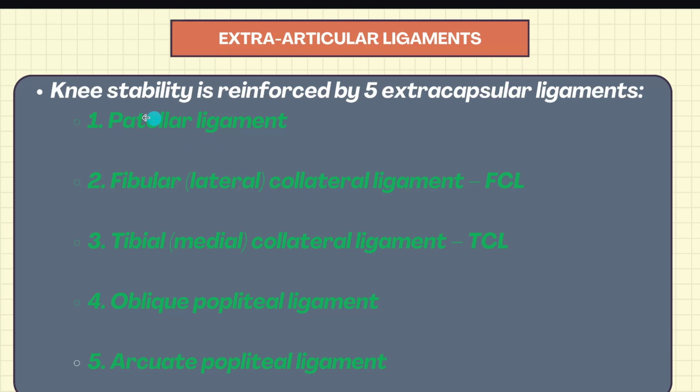about the patellar ligament. Okay, now we have 5 extra-articular ligaments, which help reinforce stability at the knee joint. So first of all, we have the patellar ligament, then we have the FCL, and then we have the TCL. Now, as you remember earlier, FCL is the lateral, because it was the more lateral bone, and the tibia is the more medial bone, so it makes the TCL. And then we have the last two ligaments, which are the oblique popliteal ligament and the arcuate popliteal ligament, which are found posteriorly, and we're going to talk about them in more detail.